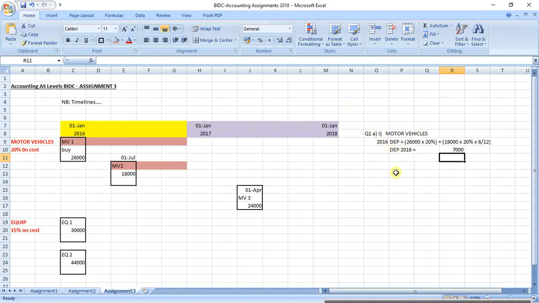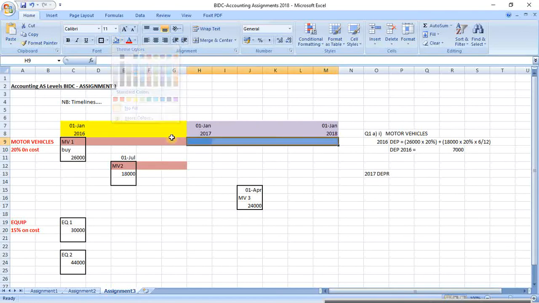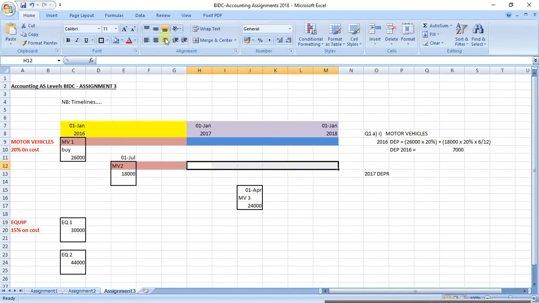Depreciation for 2017. So I'm going to show you 2017 here. Depreciation. Okay, so depreciation for 2017. Do I still have motor vehicle 1? Do I still have motor vehicle 2? Yes, so in 2017, would I have used those two vehicles? Yes, so I'm going to have depreciation there and depreciation there.